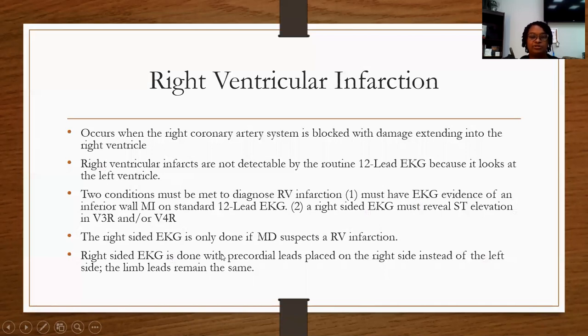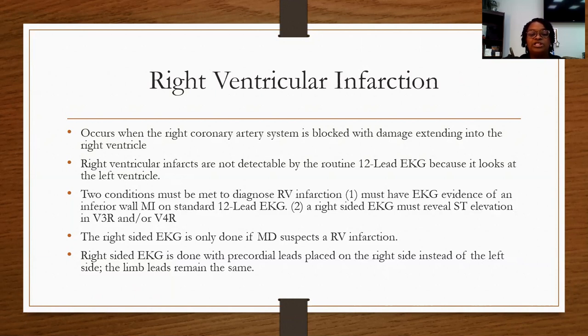So right ventricular infarction. Right ventricular infarctions occur when the right coronary artery system is blocked, with damage extending into the right ventricle. Right ventricular infarcts are not detectable by your routine 12-lead EKG, okay, because remember, you're putting those leads on the left side, so it's looking at the left ventricle.